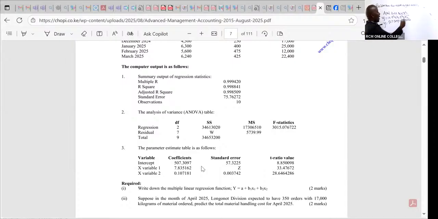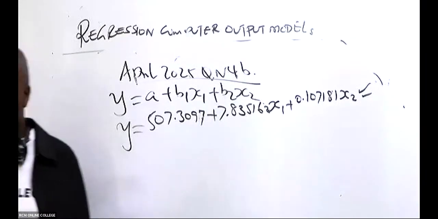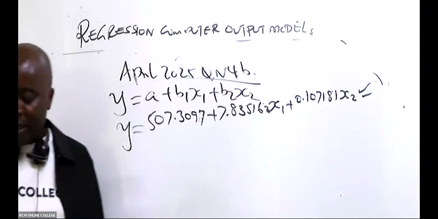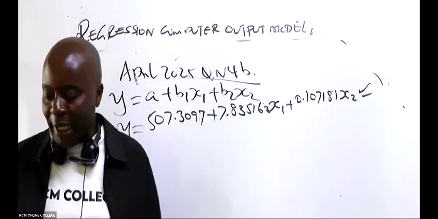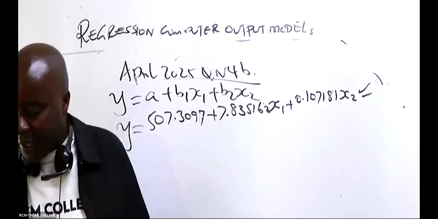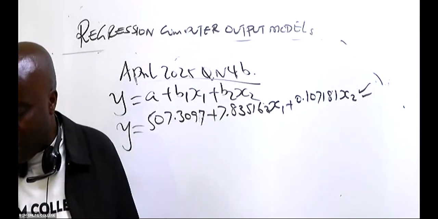835162 X1. Plus, ladies and gentlemen, the third one, which is 0.107181 X2. You have your, how many marks? 2 marks. In an exam, do you think in this case you would have gotten that correctly, ladies and gentlemen? Great. Thank you so much. That is really easy, easy peasy. Great. Then, ladies and gentlemen, we shall be able to go to number 2.